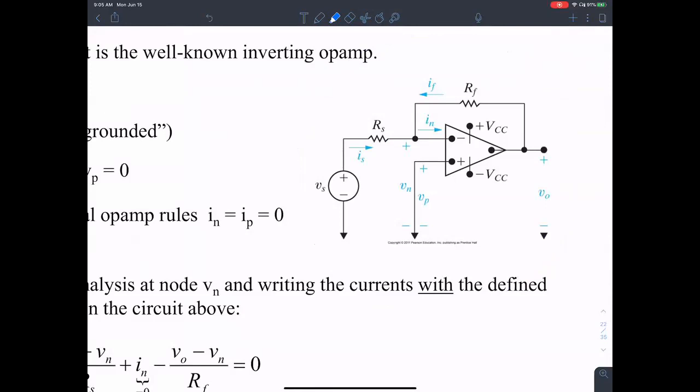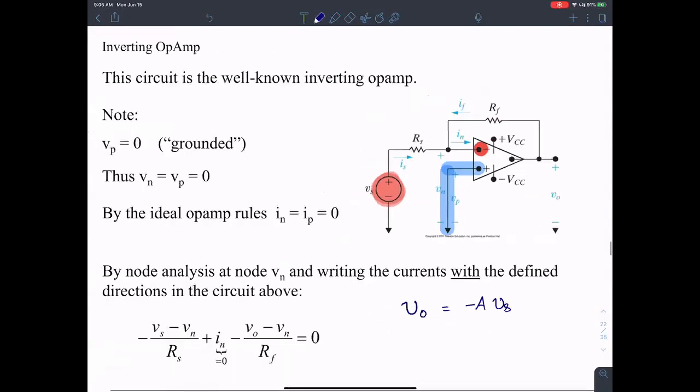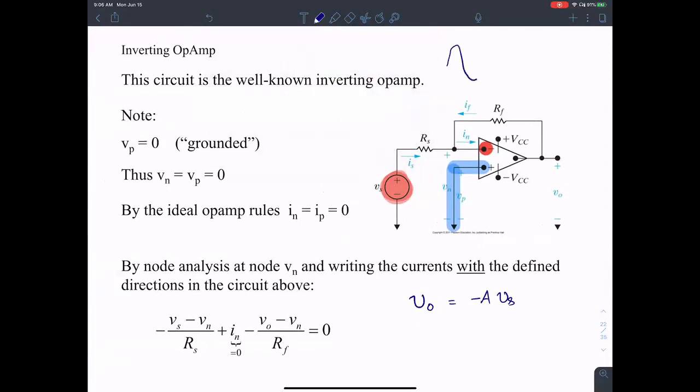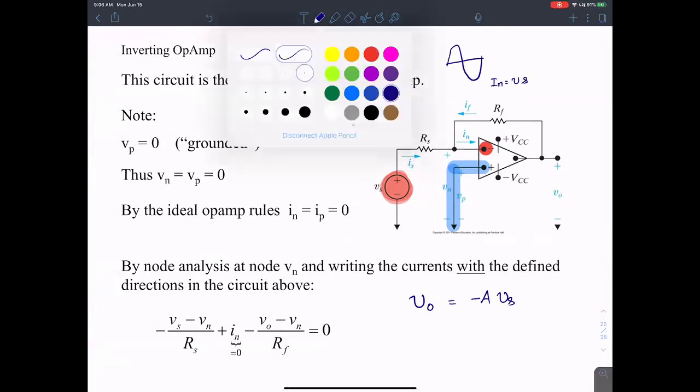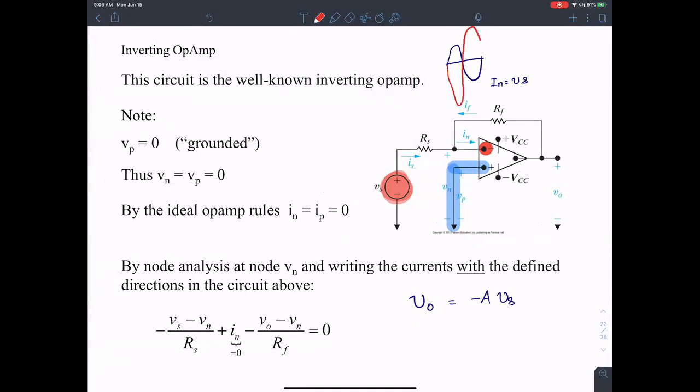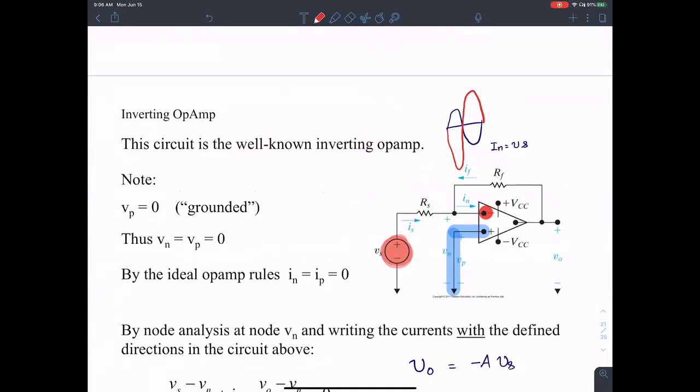The idea is that I'm tying one of the inputs to ground, and I'm applying an input, a VS input, to the inverting terminal. Okay, so what happens is, in this case, the output VO is going to be an amplified version of VS. Not only is it an amplified version, it's an inverted version. So if you think about this as your input, which is VS, the output is going to be an amplified and inverted version of it. Okay, so this is the output, which is VO.